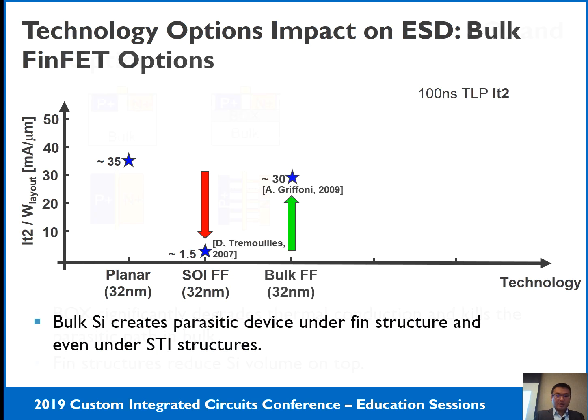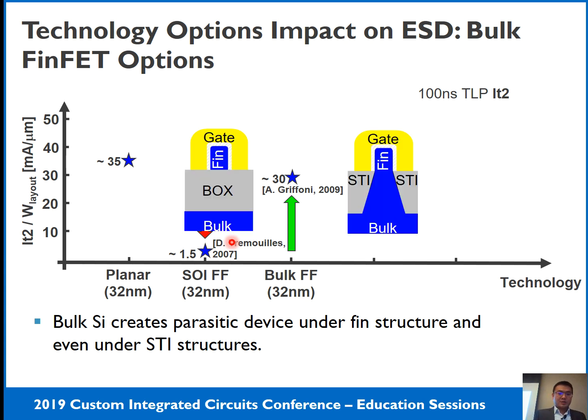And once the technology moves from SOI FinFET to bulk FinFET, the ESD diode performance boosts around 20 times. The reason is that the bulk silicon can create the parasitic current path under the fin structure or even under the STI structure. And the fin directly connects to the bulk region. This can enhance the thermal dissipation as well.